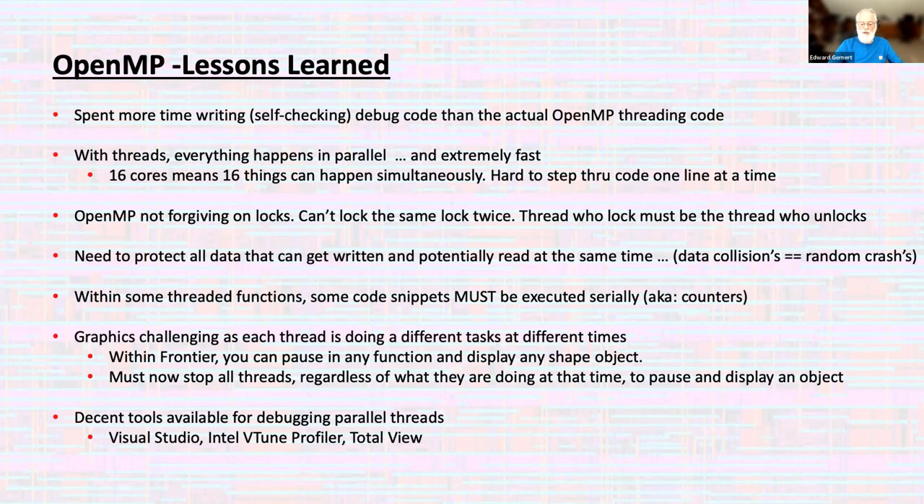As part of our initiative of ease of use, we show the graphics at all times. And graphics was one of the challenging parts of OpenMP. Within Frontier, you can pause at any function and display any shape object. Now we have to stop, pause all the threads, regardless of what they're doing, and then show that one object. There are some decent tools available for debugging. Visual Studio is pretty good. There's an Intel VTune profiler that's pretty good, and Total View on Linux is very good.